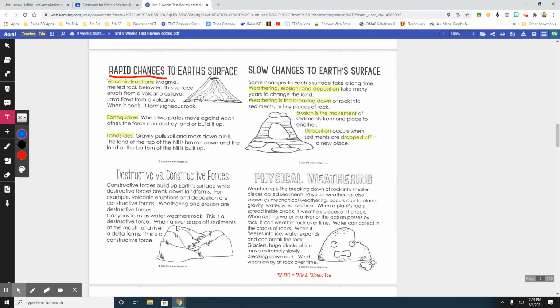Now, when we look at changes to Earth's surface, you could call them constructive or destructive. Destructive meaning we're breaking them down. Constructive means that we're building them back up, just like you construct a building. You would build the building back up.